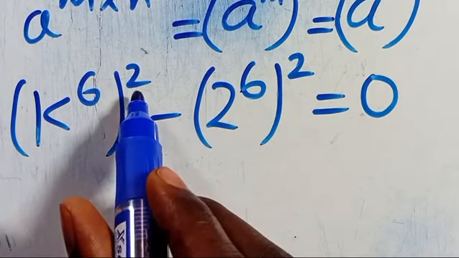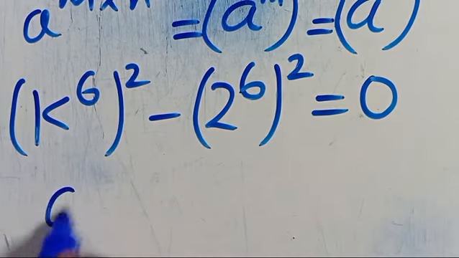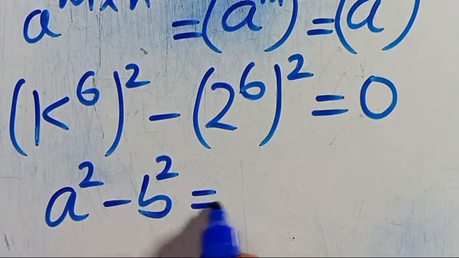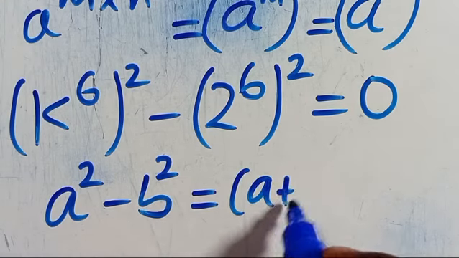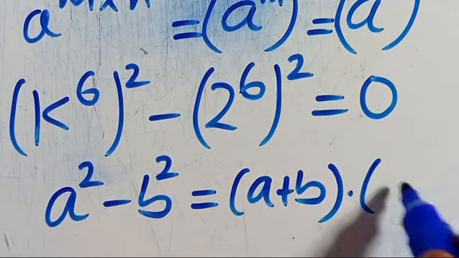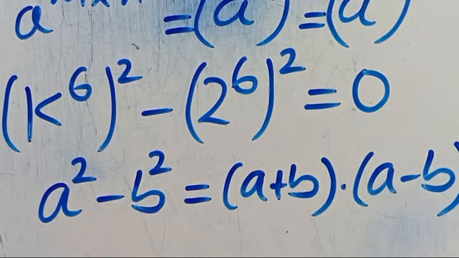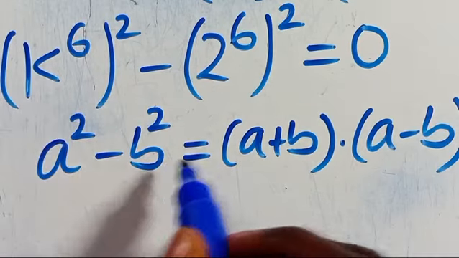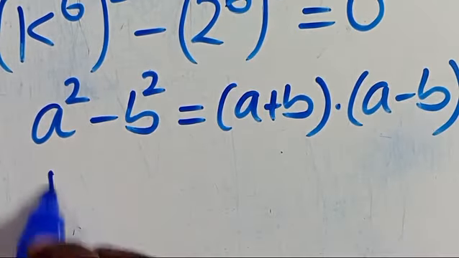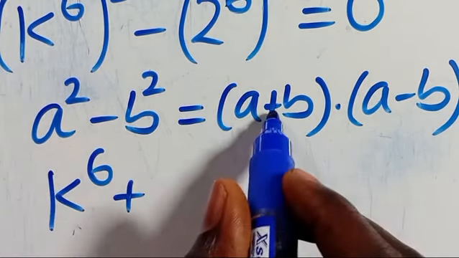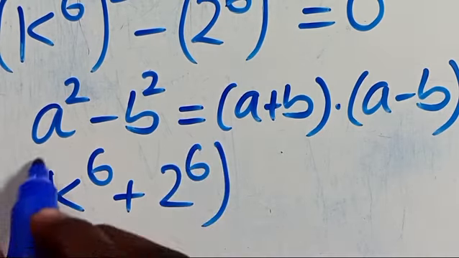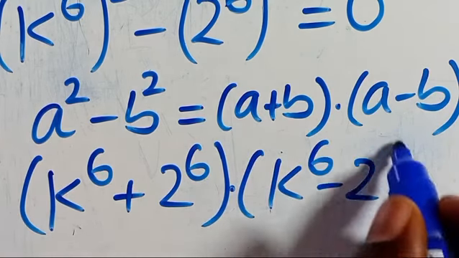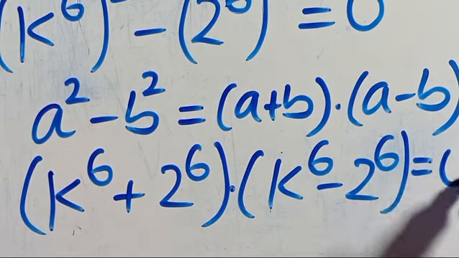Mind you, this is a perfect square because of these 2 and 2 here. So when we have a to the power of 2 minus b to the power of 2 as a perfect square as this, it can be simplified as a plus b in parentheses multiplied by a minus b in parentheses. So when we have our a equivalent to k to the power of 6 and our b equals 2 to the power of 6, definitely here will be k to the power of 6 plus 2 to the power of 6, multiplied by k to the power of 6 minus 2 to the power of 6. Then we set everything to be equal 0.